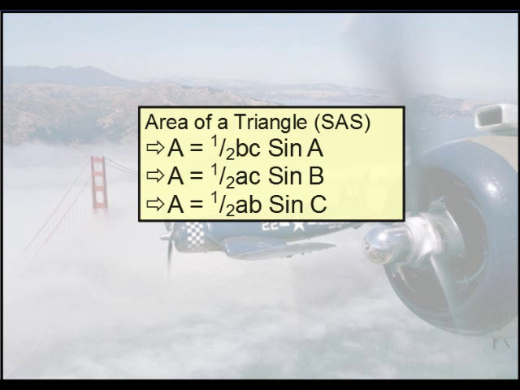So we can write this three different ways. That's 1/2 of b times c times the sine of angle A, 1/2 of ac times the sine of B, or 1/2 ab times the sine of angle C. Again, all you need is side, angle, side.